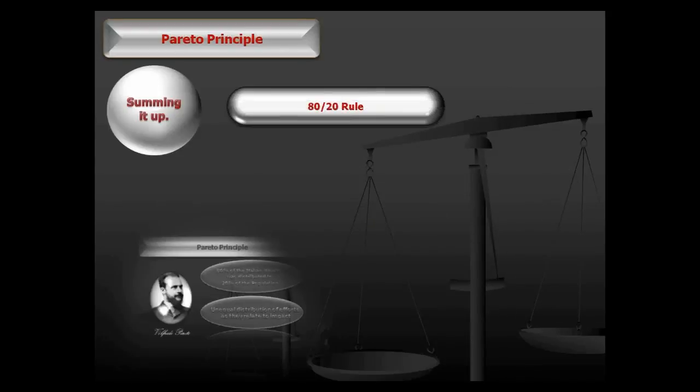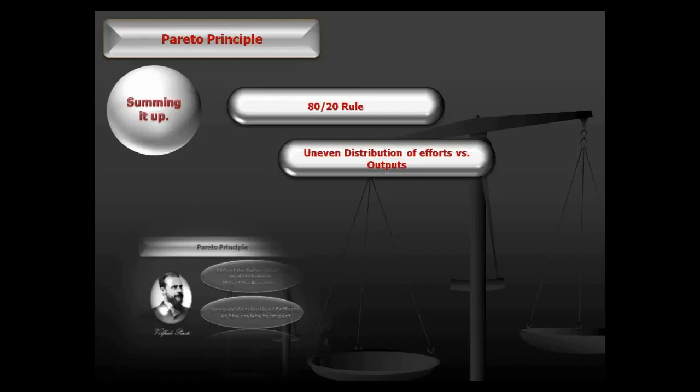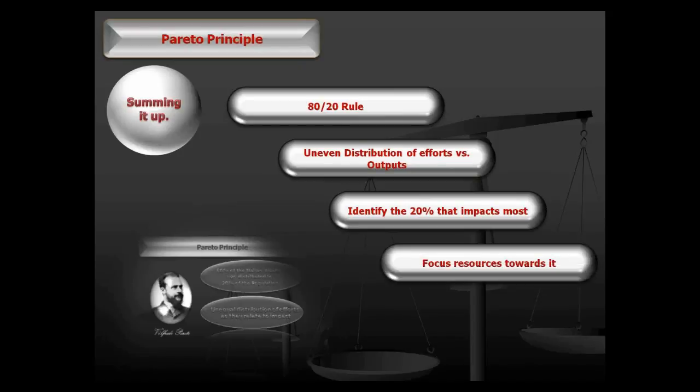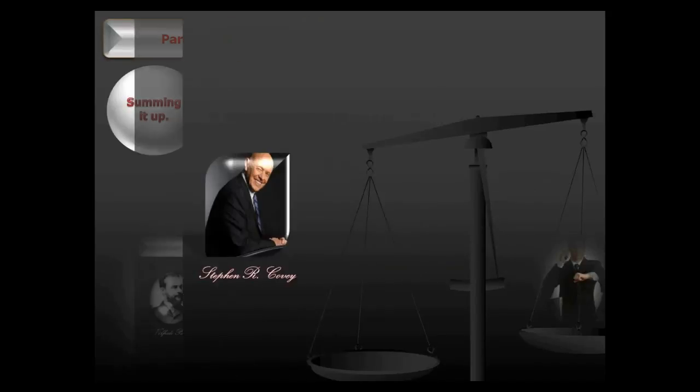Okay? So again, we have the 80-20 rule. That's where 80% of the results come from 20% of the efforts, of the inputs. There's an uneven distribution of efforts versus outputs. We need to identify the 20% that impacts most, and then we need to focus our resources towards that 20%. That 20% gets the highest priority.